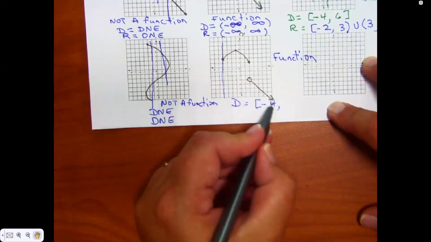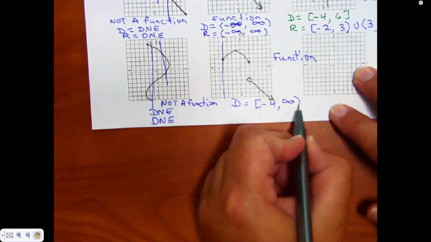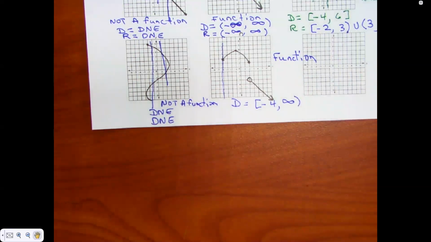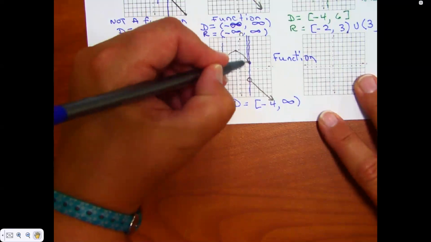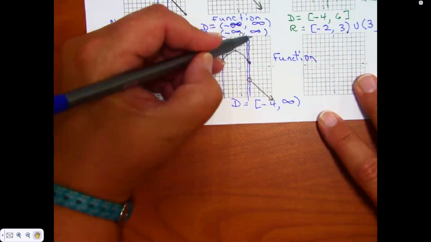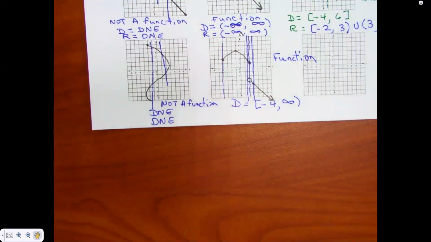This is going down, but what other direction is it going? It's also going to the right. So it's going to be -4 to infinity. There's no space left to right. If I draw a line here, there's a graph. If I draw a line right here, there's a graph. If I draw a line right here, the graph is down here, but there's still a graph. And don't forget this line is going down, but it's also going to the right.